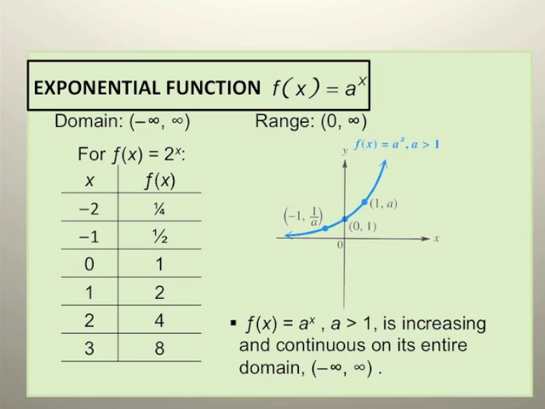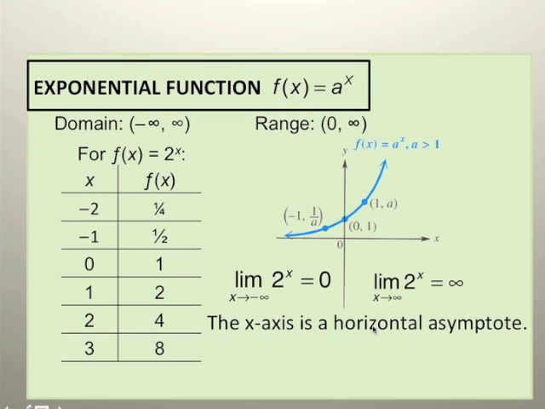And here, looking at the exponential function f(x) = a^x, we're going to use a as 2. We have graphed this function. Notice the points (-1, 1/2), (0, 1), and (1, 2), where 2 is my base. f(x) = a^x, where a is greater than 1, is increasing and continuous in its entire domain.